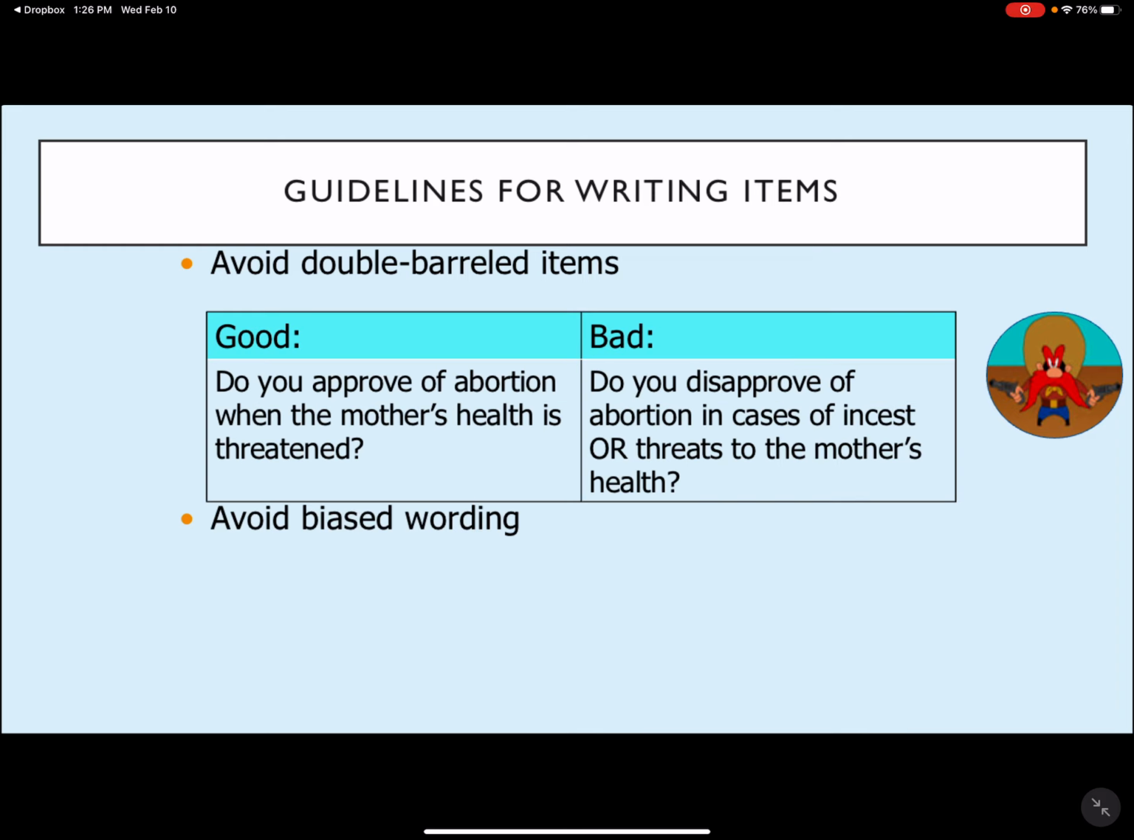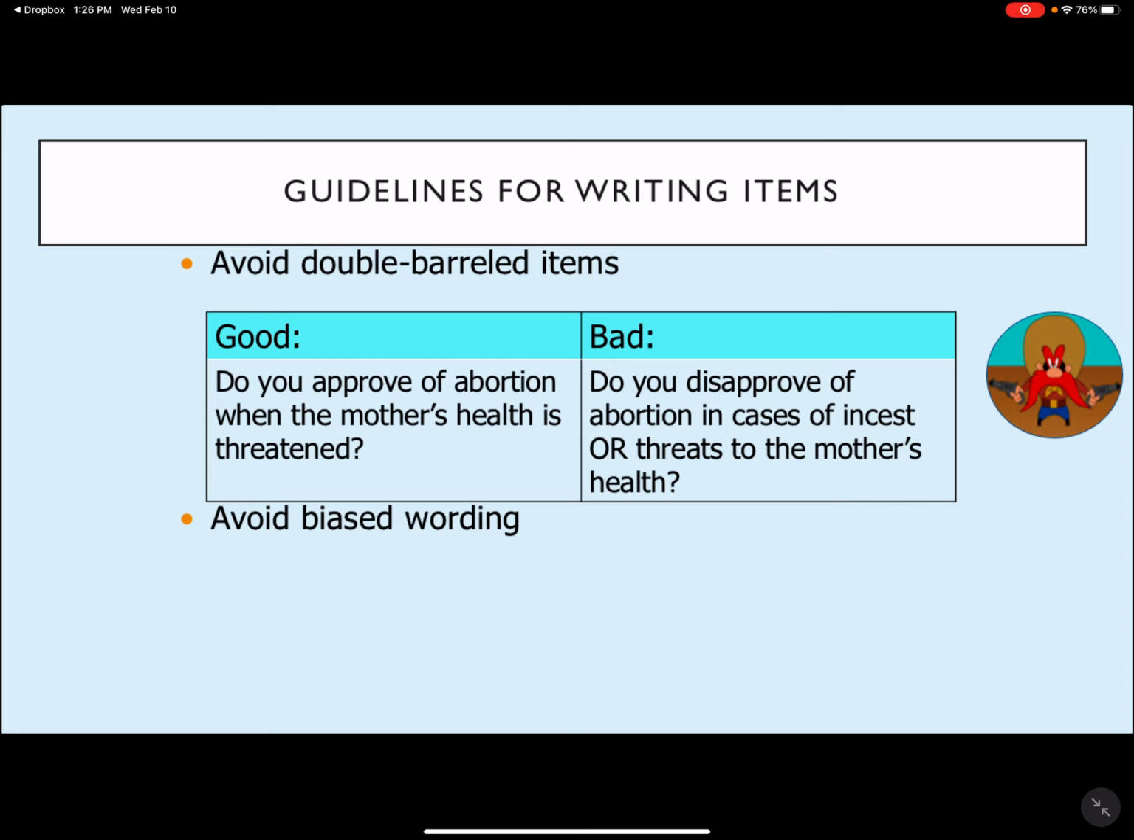For an example, asking someone, do you approve of abortion in cases of incest or threats to the mother's health? Well, that's a totally confusing question, because what if I do believe in it for threats to the mother's health, but I don't believe in it for incest? Or what if I believe one or the other or both? How do I answer that? So ask one question at a time. Do you approve of abortion when the mother's health is threatened? Yes or no. Do you approve of abortion in this case, in that case? One question at a time. Don't ask two questions in one.